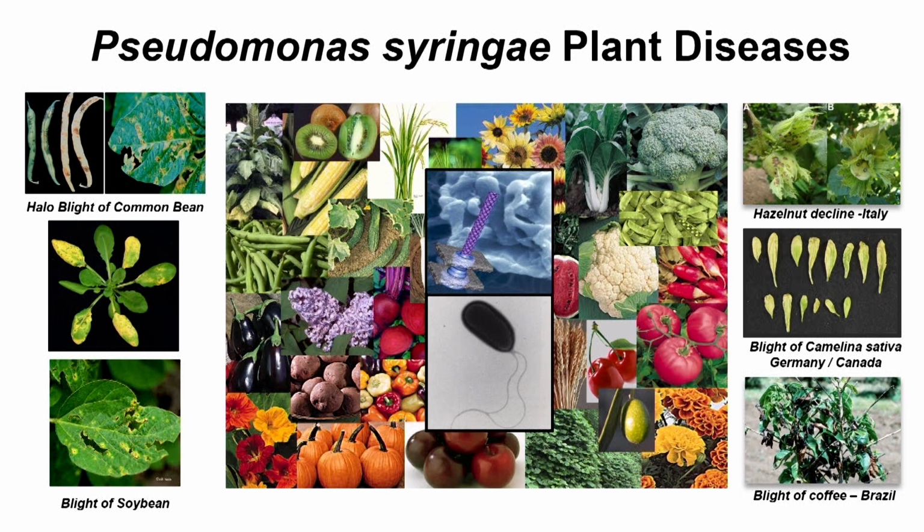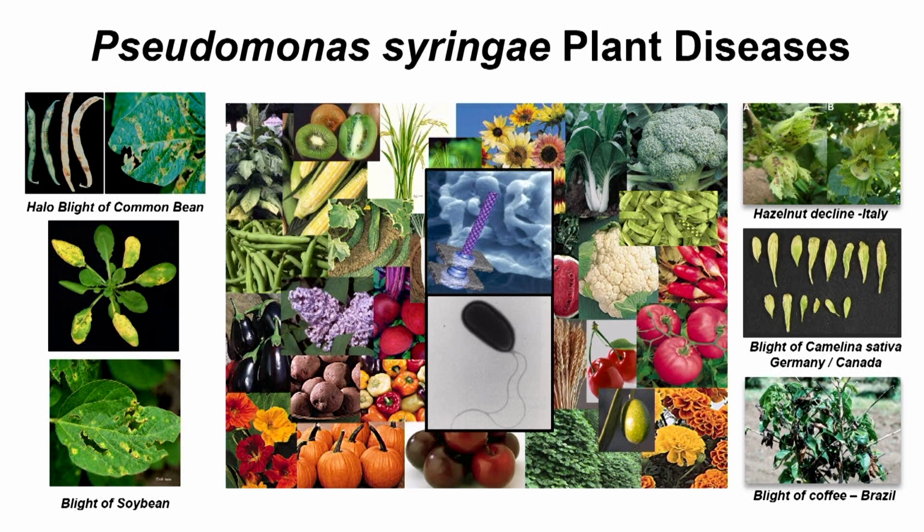The type 3 secretion system is like a needle that injects virulence proteins into host cells in order to cause disease, to promote a pathogenic life cycle. And it requires this type 3 secretion system to cause disease. If you knock it out, this Pseudomonas syringae is not virulent on any of these hosts.